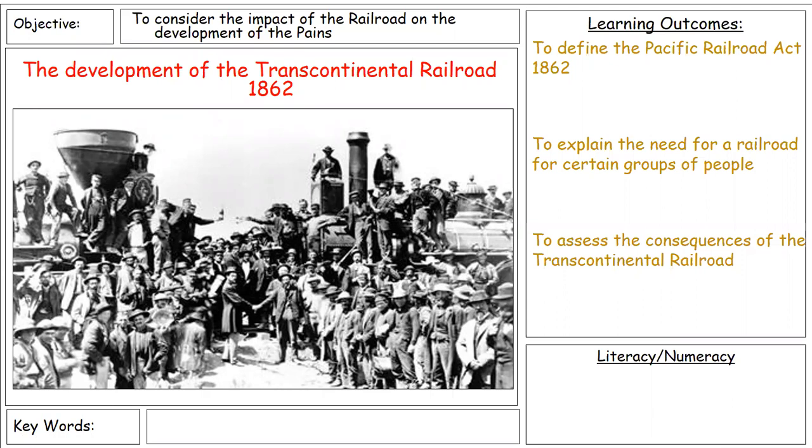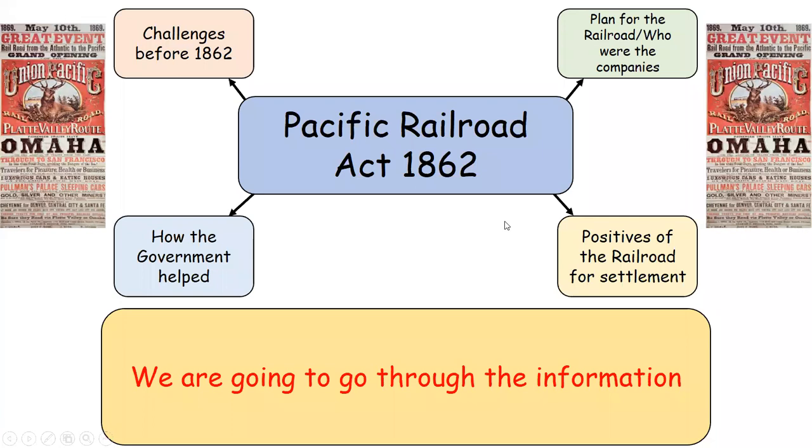So the point of today's lesson is very simple: to look at what the Railroad Act was, to explain why certain people needed it and the impact that it had, and then look at the consequences of the railroad. And in particular, we're going to look at the positive and negative consequences. We're going to look at the impact on lawlessness, and we're also going to look at the impact that it had on the Native Americans and explain why that was so significant. So, we're going to go through some information.